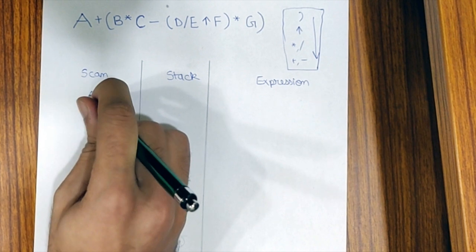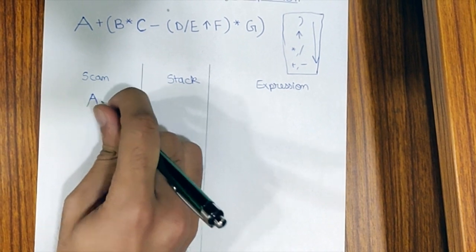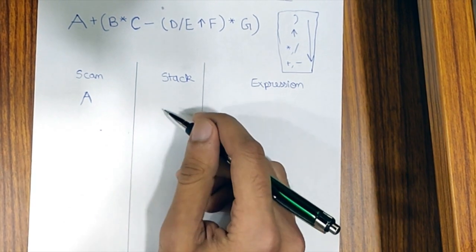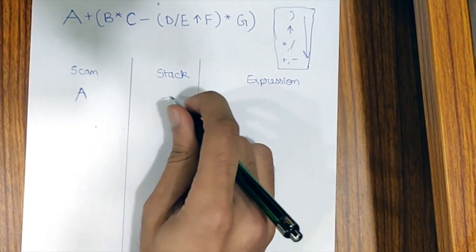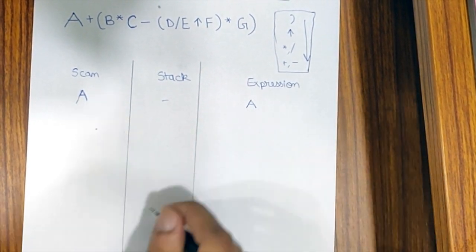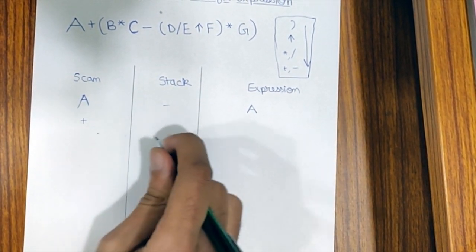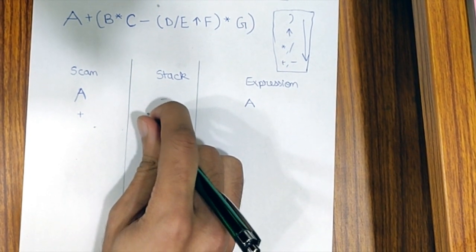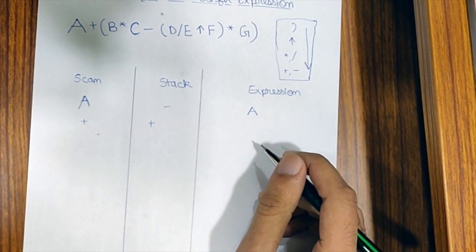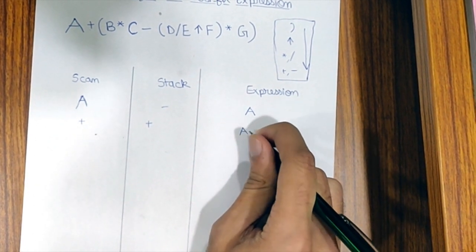So first we take A from the expression. Let me make it a bit bigger, sorry. As I told you, only operators go in the stack, so A won't go there, so there's nothing in the stack right now. The scanned expression comes up. The next object we take from the expression is plus. This is an operator, so it goes in the stack. There's a special condition for an operator to come out, and I will tell you that later. For now the expression is just the same, A.